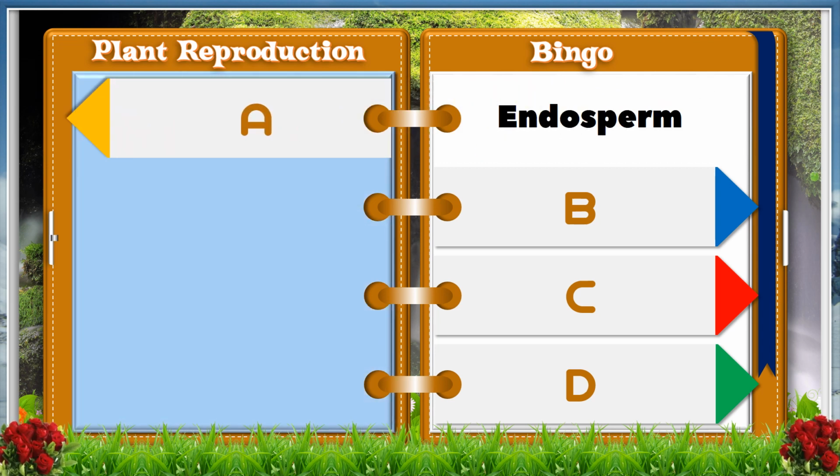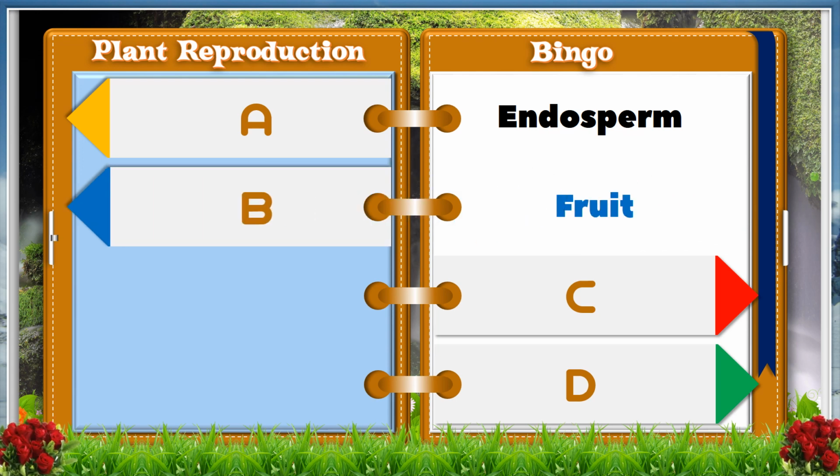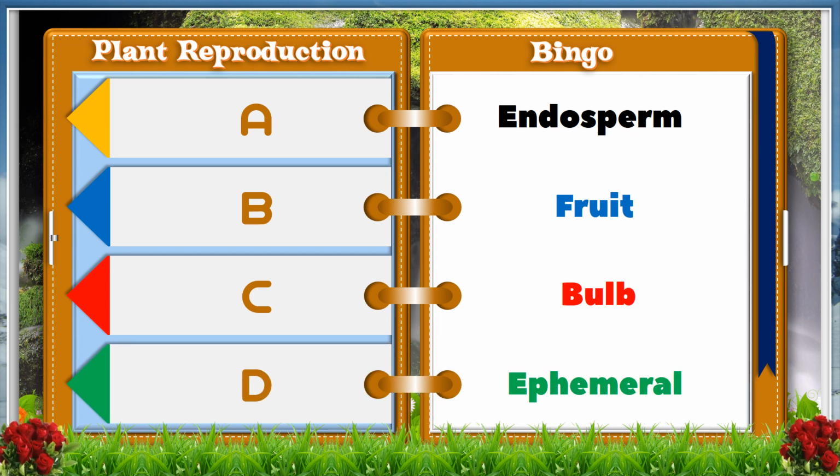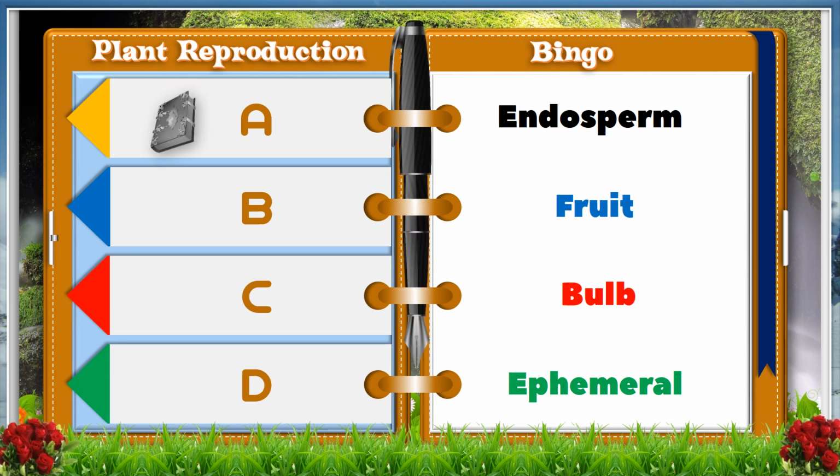A. Endosperm. B. Fruit. C. Bulb. D. Ephemeral. And the answer is A. Endosperm.